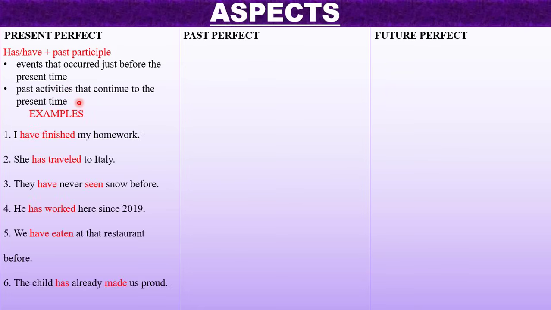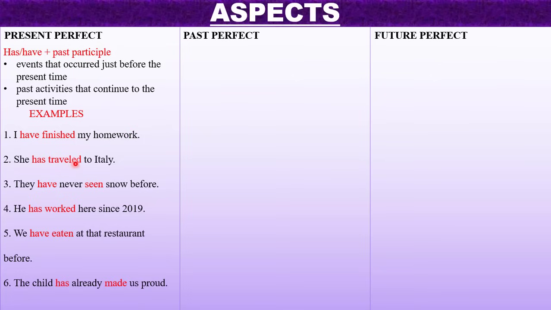Let's have these examples. One. I have finished my homework. Look at the form of the verb that was used. It was has or have and then the past participle of the main verb. That makes it present perfect. And this means that the activity that took place just happened. So you can use the present perfect to talk about activities that occurred just before the present time. For example, I have finished my homework.